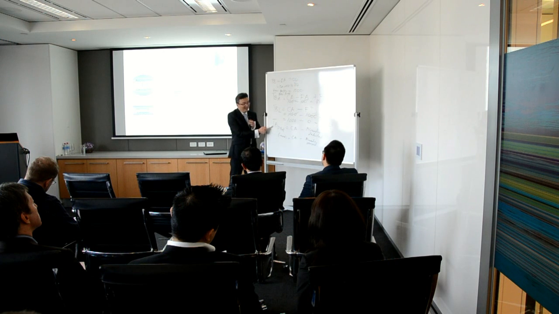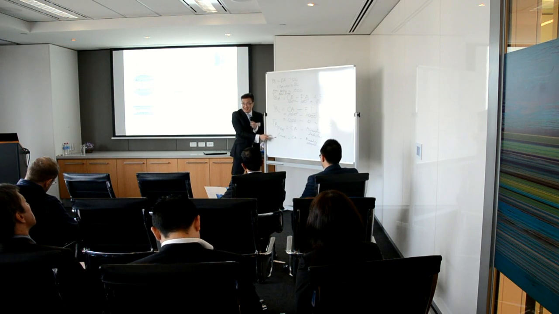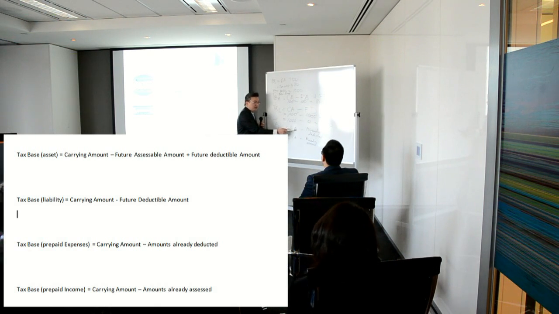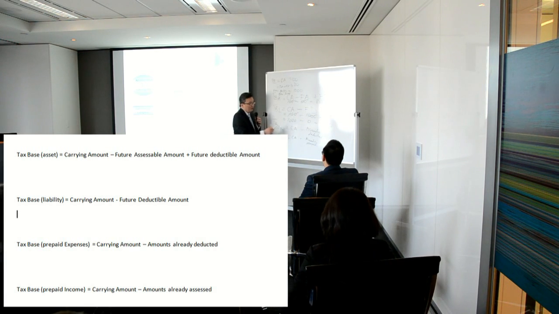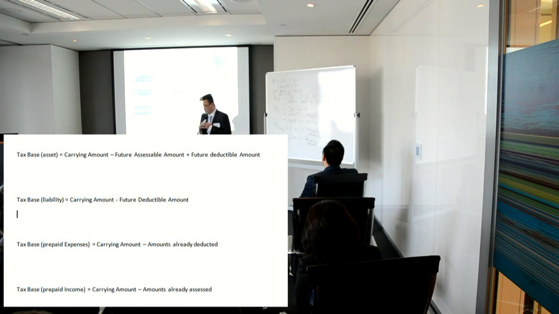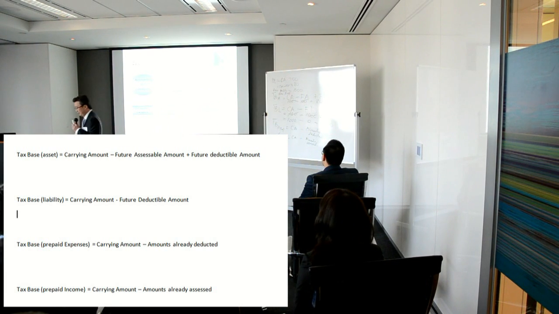The last two here are the tax base of prepaid expenses and the tax base of prepaid income. And it's a bit different, the way you calculate. The tax base of a prepaid expense would be the carrying amount minus what you have already deducted in your tax return. And the tax base of a prepaid income would be the carrying amount minus what you have already said is derived in advance for tax purposes, already assessed. So those are the formulas for you to check the tax base of assets and liabilities.